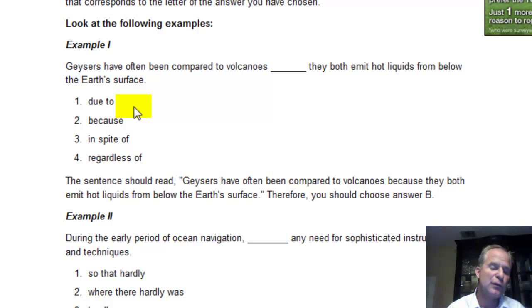But of course, due to is a preposition, which means it can't be used to introduce the subject they and the verb emit. But because works better because it is an adverb clause connector, which is used to introduce the subject they and then the verb emit.